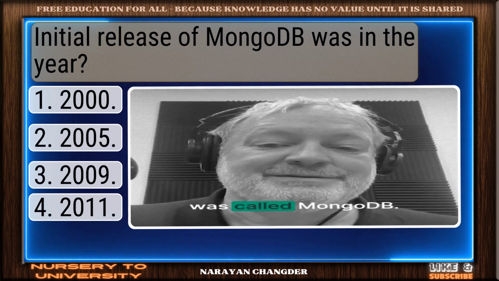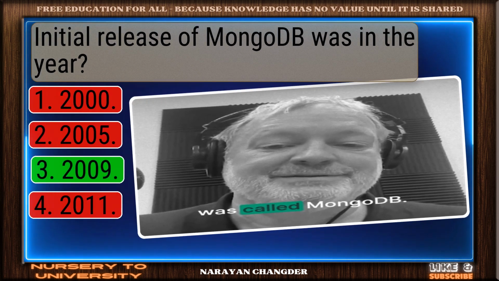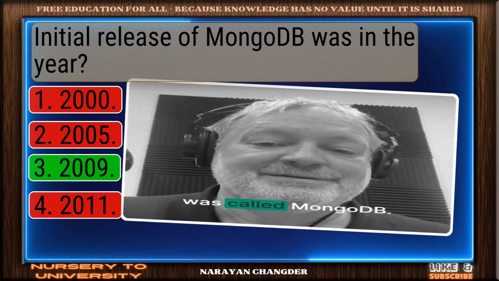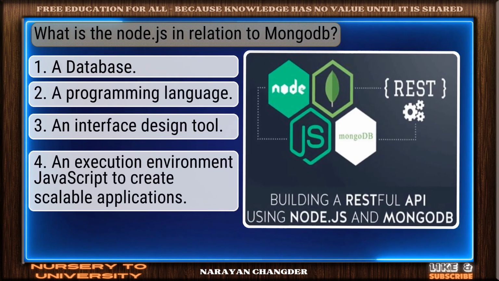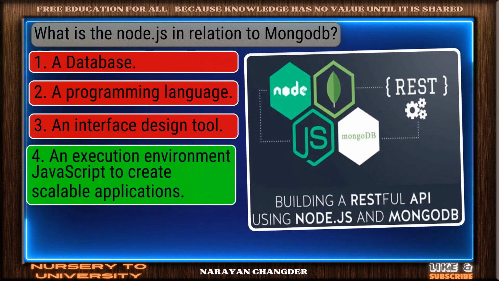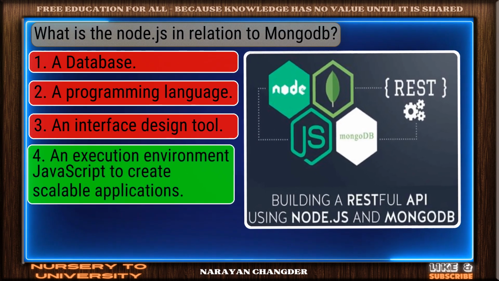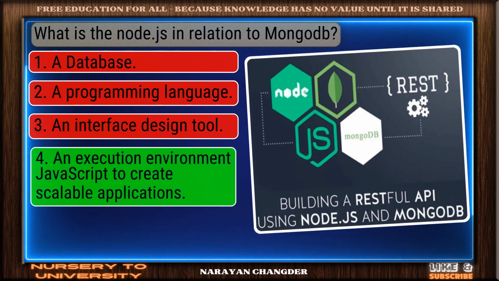Initial release of MongoDB was in the year. Clear logic. Your choice 2009 is sound and 100% true. Question number 20. What is Node.js in relation to MongoDB? Good job. Your answer, an execution environment for JavaScript to create scalable applications, works well here.